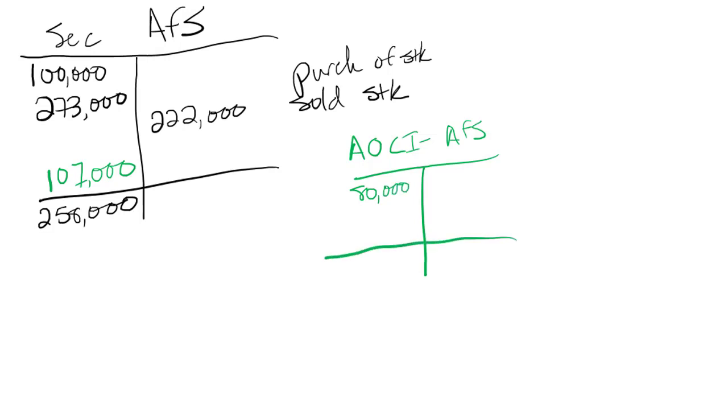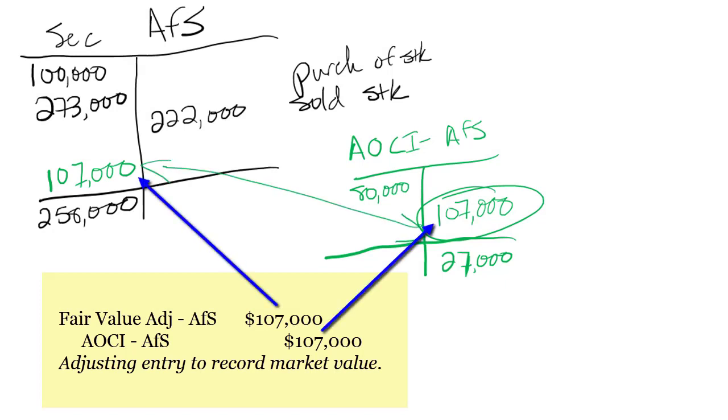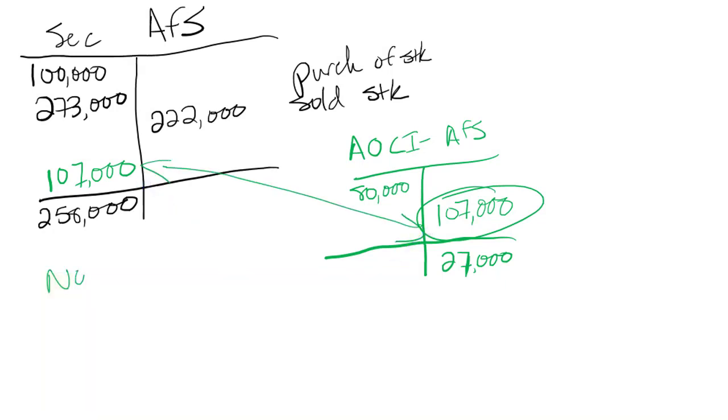And it ended at 27,000 credit. It was a positive in equity. So now it's got a credit balance. So to get from 80 to 27, my fair value adjustment must have been for $107,000. That's what makes this account balance. So I credited other comprehensive income, available for sale securities, for 107, and I debited fair value adjustment, and that's the 100,000. So there is no additional cash effect here because everything's been accounted for.